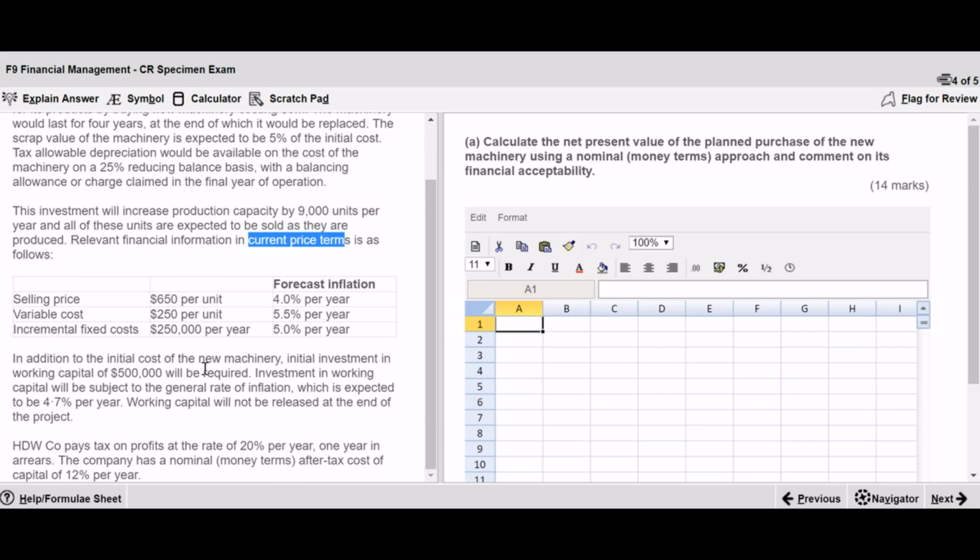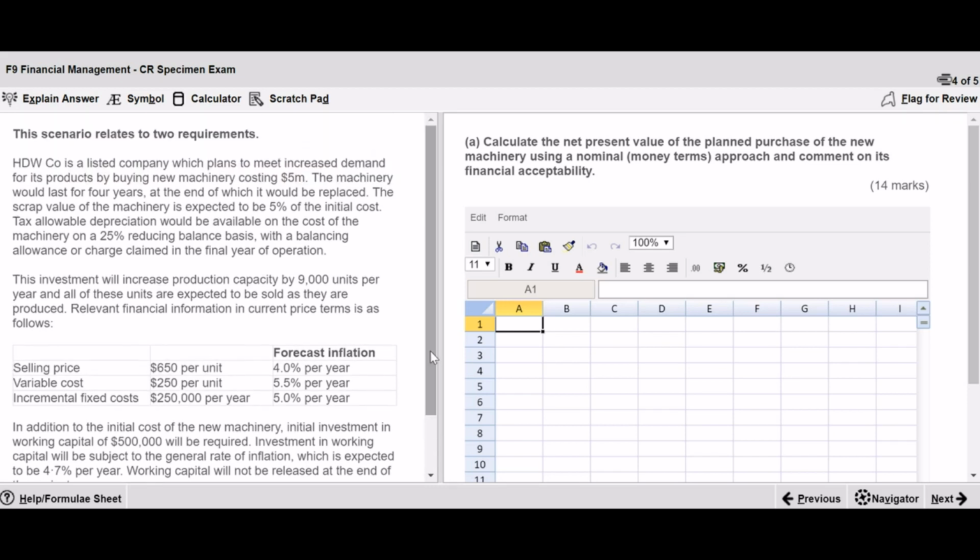In addition to the initial cost, an initial investment in working capital of $500,000 will be required. The investment in working capital will be subject to inflation, which is 4.7%. Working capital will not be released at the end of the project. So I just need to invest at T0 and take incremental bits on the working capital here. HCW pays tax on profits at 20% per year, 1 year in arrears. So we need an extra column. The company has a nominal or money terms after tax cost of capital of 12%. So the discount rate is given as 12%.